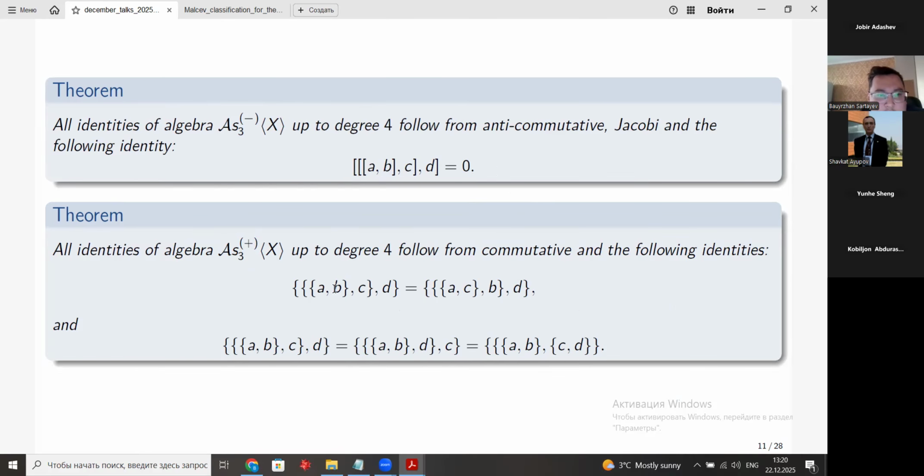Now, what about anti-commutator? All identities of the algebra, a third type of associative algebra under anti-commutator, up to degree 4, follow from commutativity and these four identities of degree 4. Here, this algebra under anti-commutator is not nilpotent. I will show it later why it's not nilpotent.